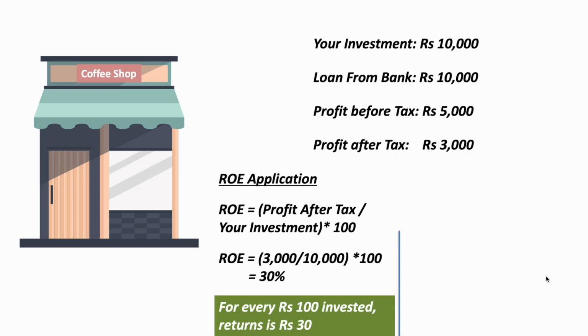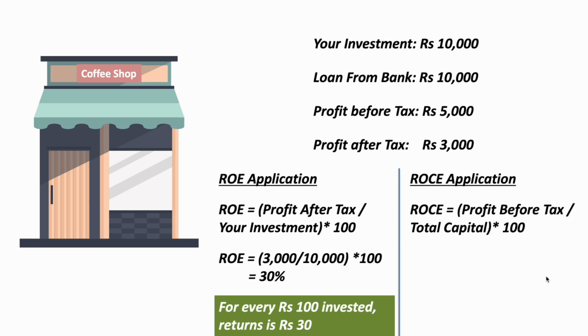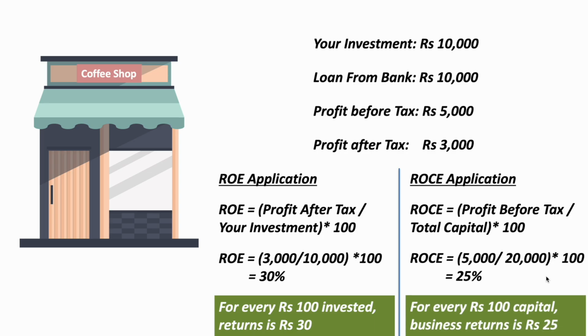Now let's see the application of ROCE. ROCE, as the formula suggests, is profit before tax divided by total capital. So here the profit before tax is rupees 5,000 and your total capital is your investment plus the loan from the bank, that is 20,000. So ROCE comes to 25%, which means that for every 100 rupees of capital, your entire business is generating rupees 25.